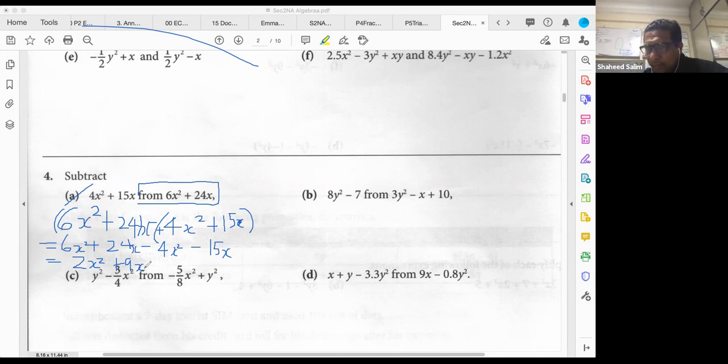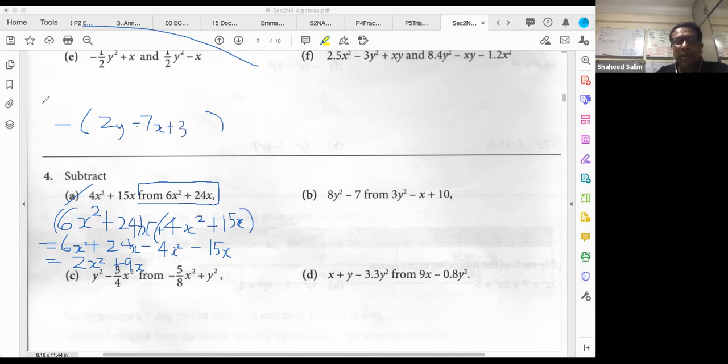Shafi, you understand? So remember, if let's say you have a minus in front, down here you have 2y minus 7x plus 3. You must remember that this minus now will become minus 2y. Why minus 2y? Because this is plus. Minus and plus give minus. Minus and minus give you plus 7x. And then minus and plus give you minus 3. When you take out the bracket, this is what happens.